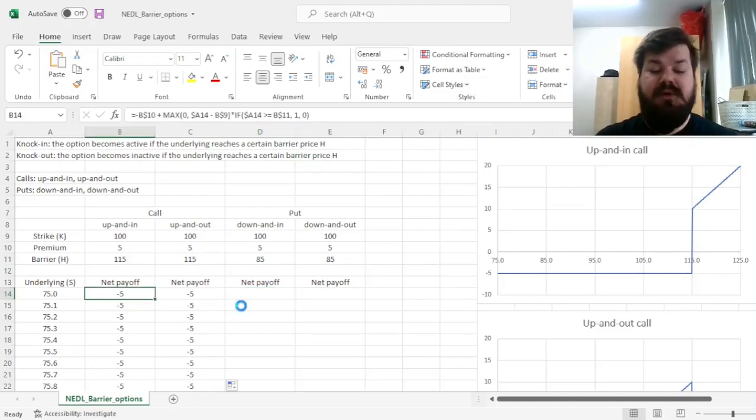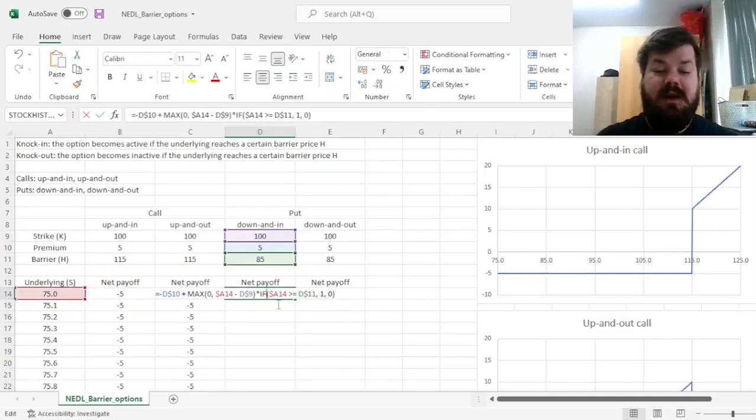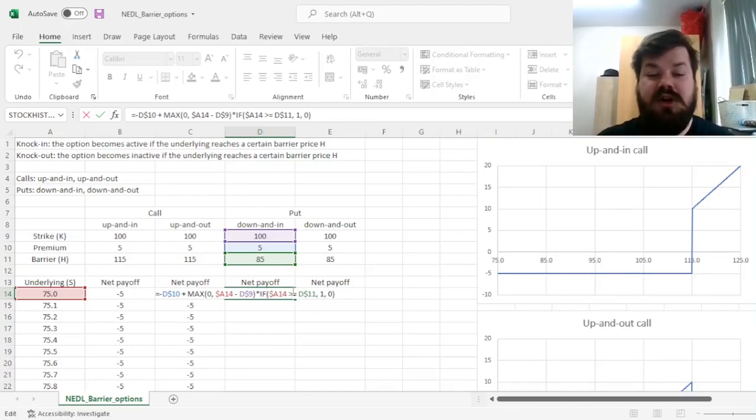And for the down and in put, we can copy this particular formula around and change the formula so that it reflects the logic of a down and in put. First of all, the source of the upside for the put is the reverse difference. It's the difference between the strike and the underlying price, simply because the long put gives you an opportunity, but not the obligation, to sell at the strike. So if the option is in the money, if the underlying price is below the strike, you can buy at the market and sell at the strike.